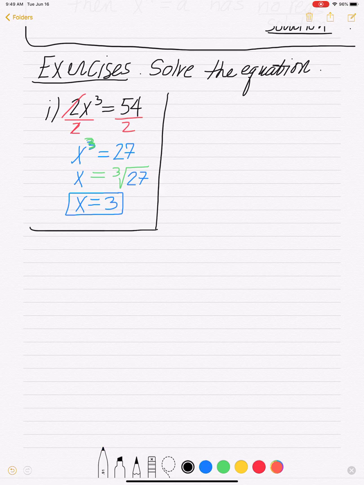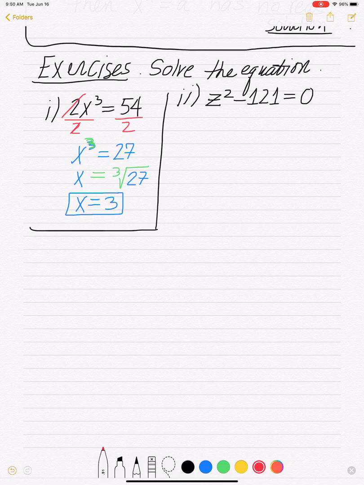Here's number 2. This time we have z squared minus 121 equals 0. So right now it doesn't look like a power equation, right? It's not x to a power equals a number, or in this case z to a power equals a number. But we can do that. We can get it that way, to get z to a power equals a number.